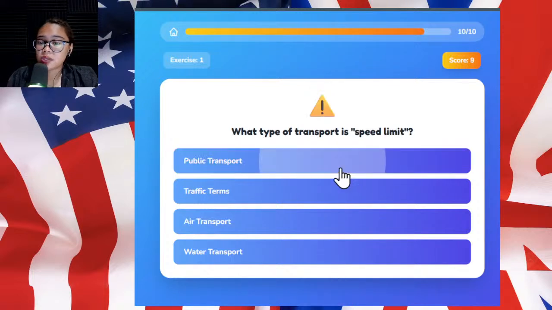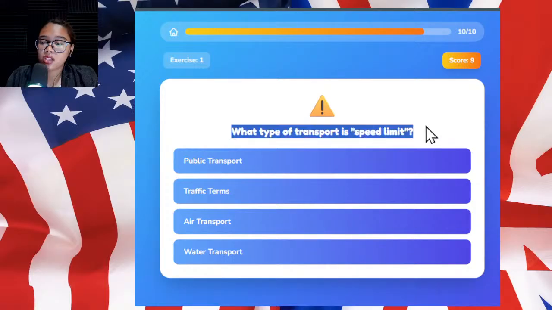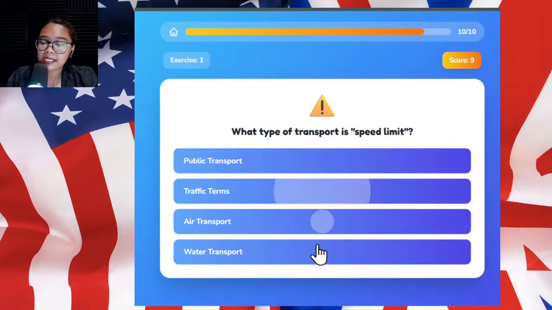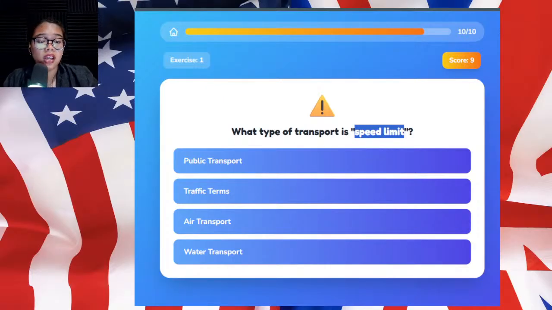And then last one, what type of category is speed limit? Among the four items, there's only one that's not a transportation vehicle, because speed limit is not a transportation vehicle. What do we mean by speed limit? Everyone, what do we mean by speed limit?